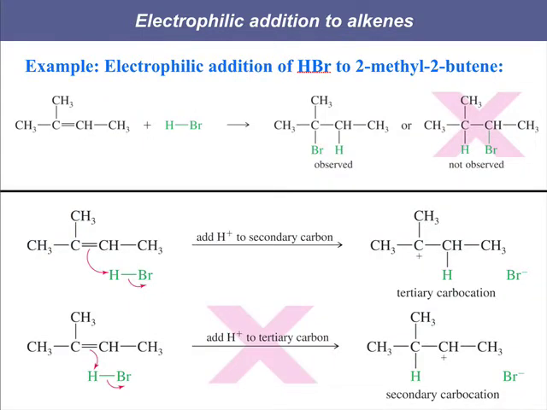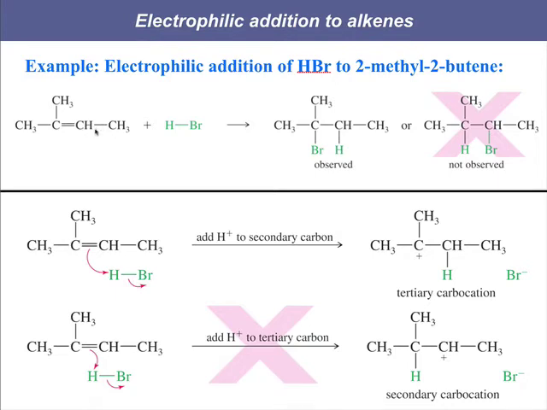Now, like I said in the previous example, the carbons were identical. You can go back and look, our molecule was symmetrical, and so it didn't matter what carbon the H went onto or which carbon got the positive charge, because either way it would be the same intermediate. Here's an example of electrophilic addition of HBr to an asymmetrical molecule. Look at our double bond here. One carbon's got two methyl groups on it. The other carbon has a methyl and a hydrogen.